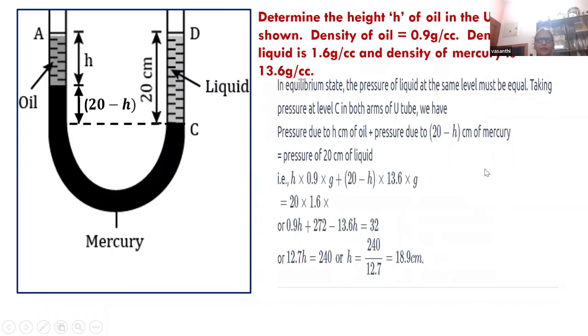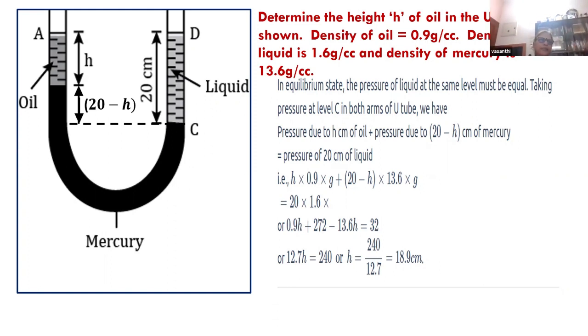Okay, so now let us do one numerical. Don't see the answer. Based on Pascal's law, we are going to solve this. Determine the height H of oil in the U-tube as shown. All the other details are given. There is oil here, there is a liquid here. Density of oil is given, density of liquid is given, density of mercury is given. So how will you do this problem?